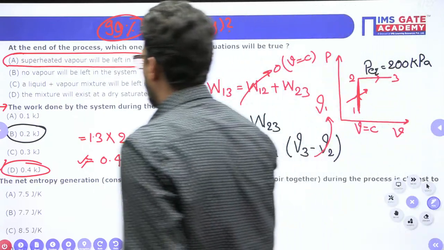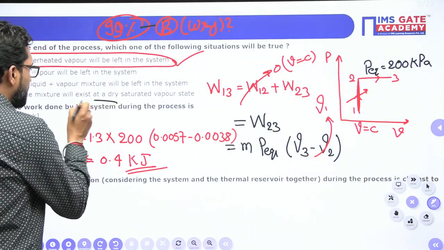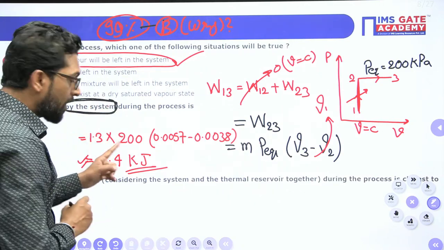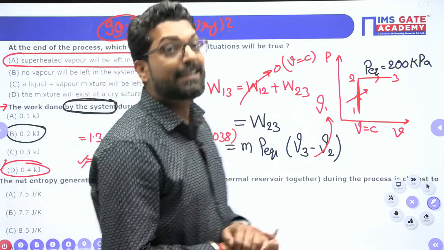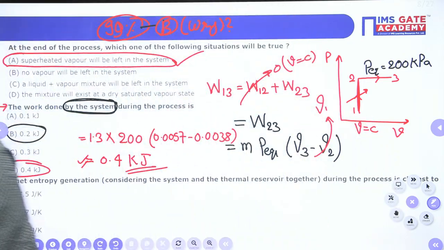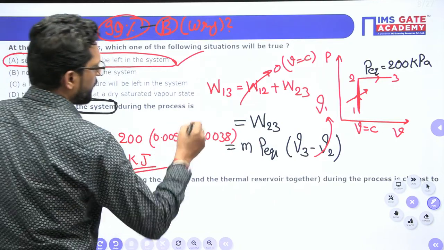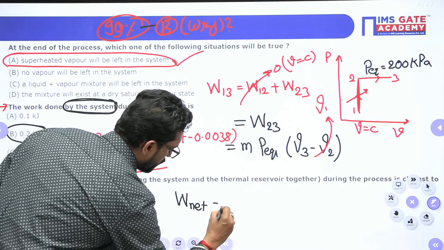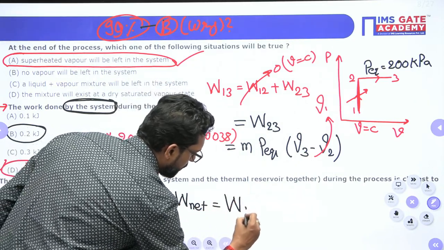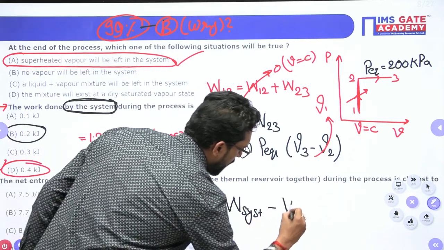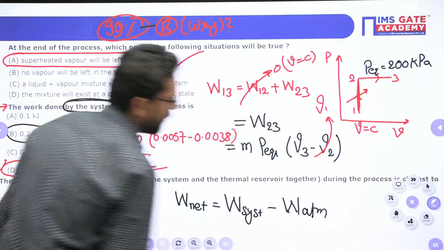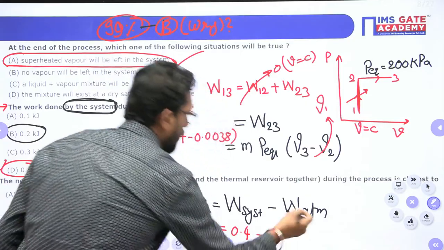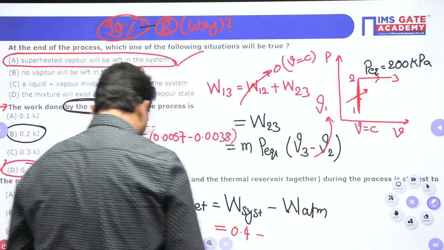Why? Because they are asking work done by the system. So, this is work done by the system. It is not asking net work done. If it is asking net work done, beta, W net, so work done by the system minus work done by the atmosphere, you have to reduce this. So, work done by the system is 0.4 and work done by the atmosphere is how much?